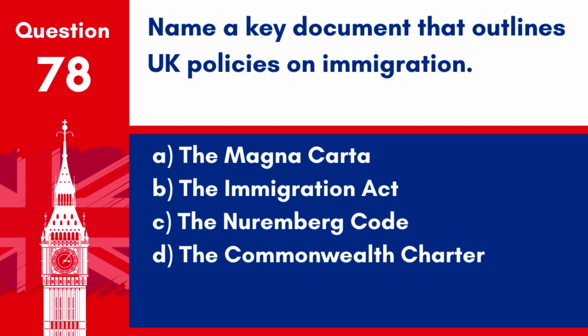Question 78. Name a key document that outlines UK policies on immigration. A. The Magna Carta. B. The Immigration Act. C. The Nuremberg Code. D. The Commonwealth Charter.